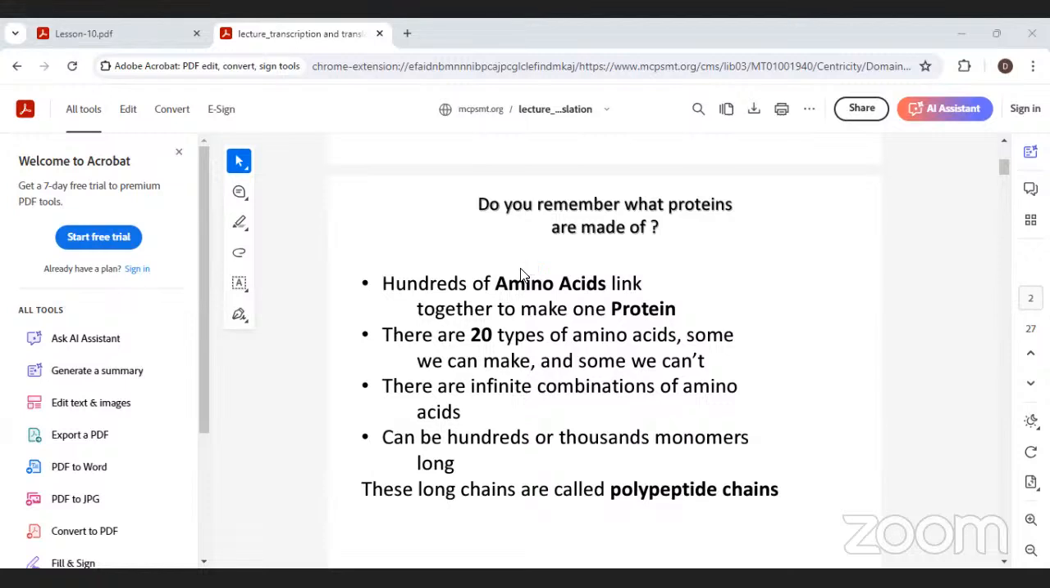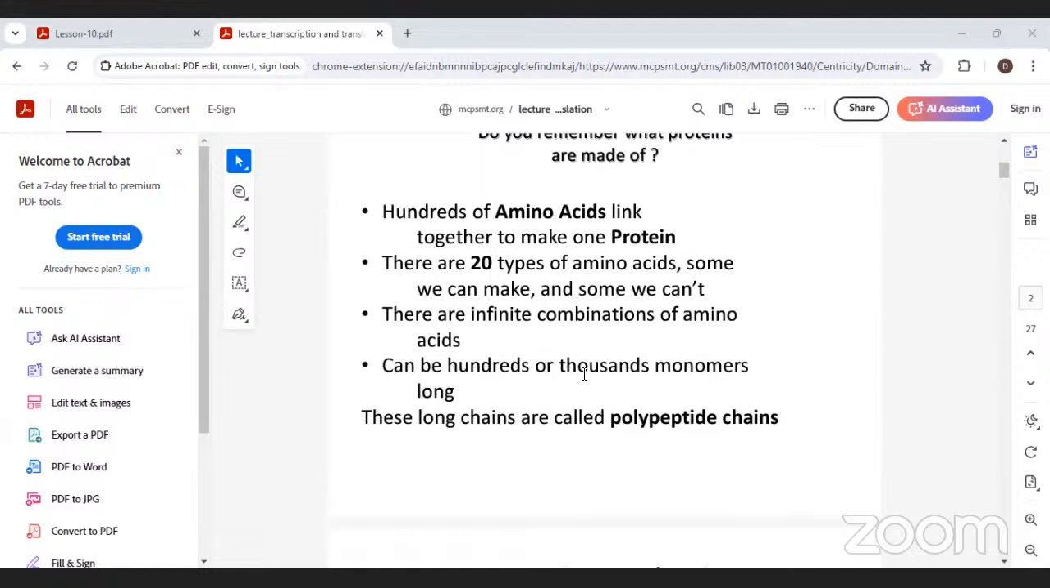There are 20 types of amino acids. Some we can make and some we cannot make. But there are infinite combinations of the amino acids. They can be hundreds or thousands of monomers long. The long chain is called the polypeptide chain.